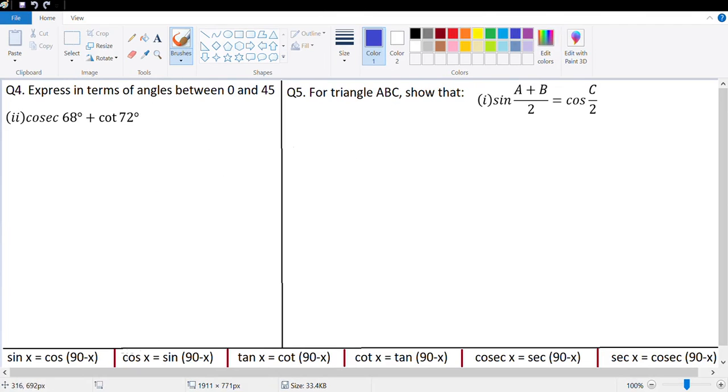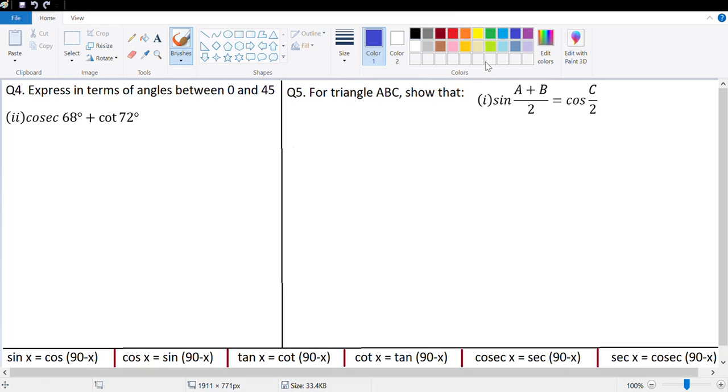We realized that in case of complementary angles, sine of one angle is equal to cos of the complementary angle. Similarly, cos of the angle is equal to the sine of the complementary angle. Tan angle is equal to cot of complementary angle. Cot angle is equal to tan of complementary angle. Cosec of an angle is equal to sec of the complementary angle, and sec of an angle is equal to cosec of the complementary angle. So sine and cos, tan and cot, cosec and sec are interchangeable for complementary angles. Let's look at the questions now.